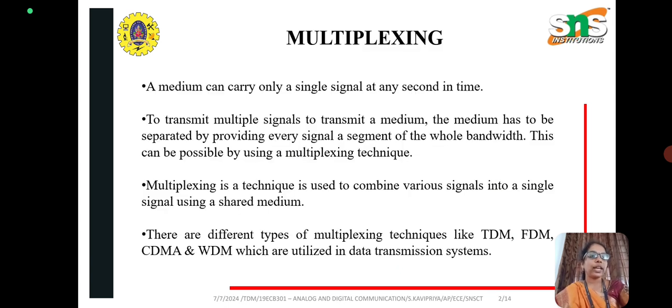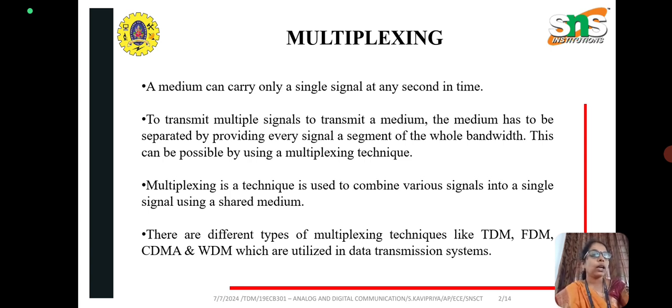So first we can see what is this multiplexing. Any medium can carry only a single signal at any second in time. So to transmit multiple signals through any medium, the medium has to be separated by providing every signal a segment of the whole bandwidth. This can be possible by making use of the multiplexing technique.